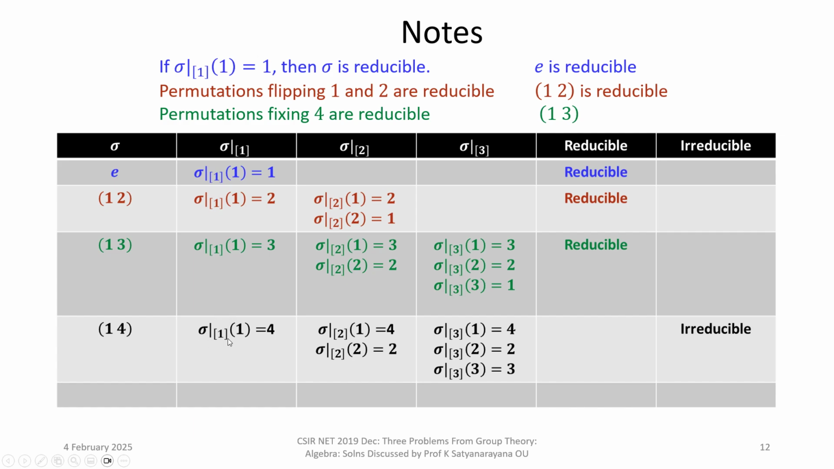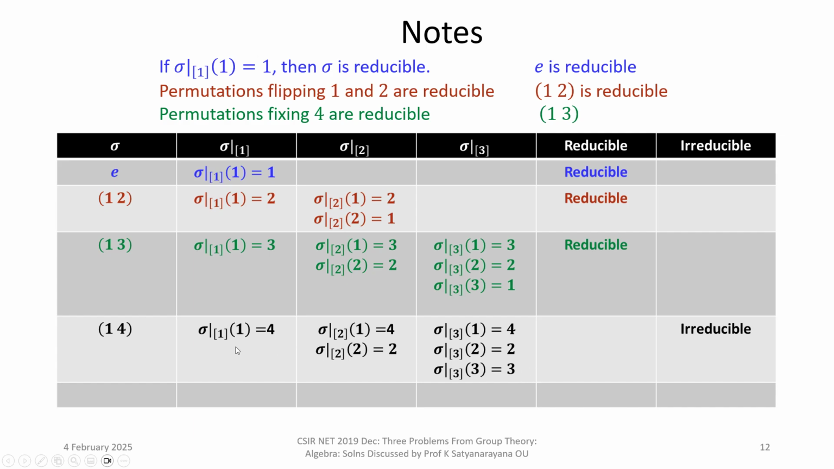Sigma restricted to bracket 1 of 1 is 4. Sigma restricted to bracket 2 of 1 is 4. Sigma restricted to bracket 2 of 2 is 2, because it fixes 2. Sigma restricted to bracket 3 of 1 is 4. Sigma restricted to bracket 3 on 2 is 2. Sigma restricted to bracket 3 on 3 is 3.